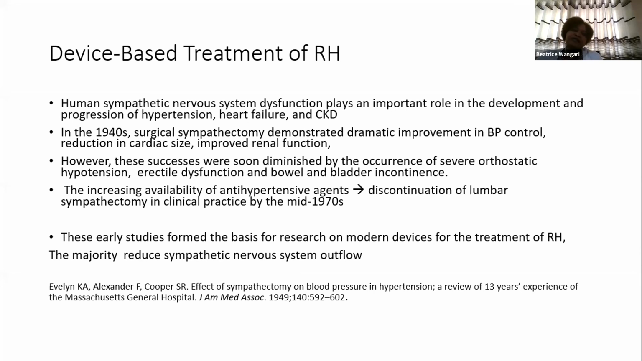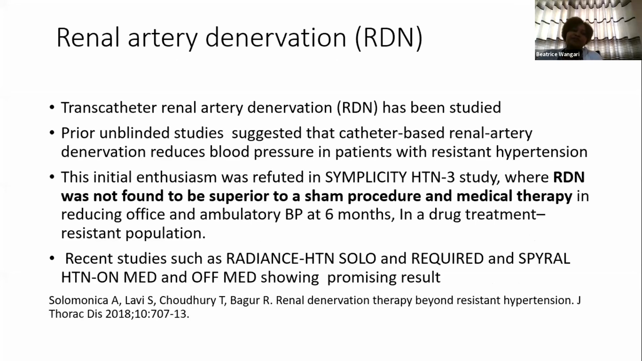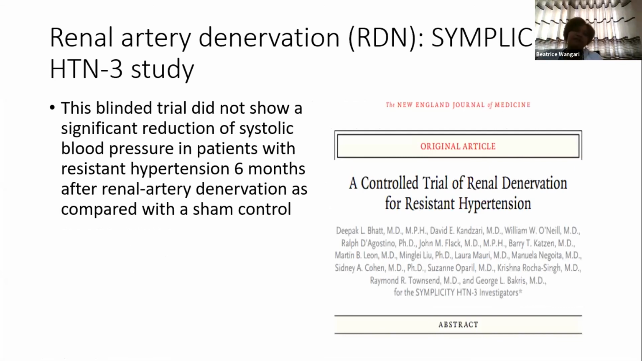So what has been tried is renal artery denervation. Initially, in small studies, it had shown so much hope. But this was refuted in the Simplicity Hypertension 3 study, where renal artery denervation was not shown to be superior to sham procedures and medical therapy after 6 months. But there are new studies on the horizon showing promising results. This was the Simplicity study. You can have a look at it.